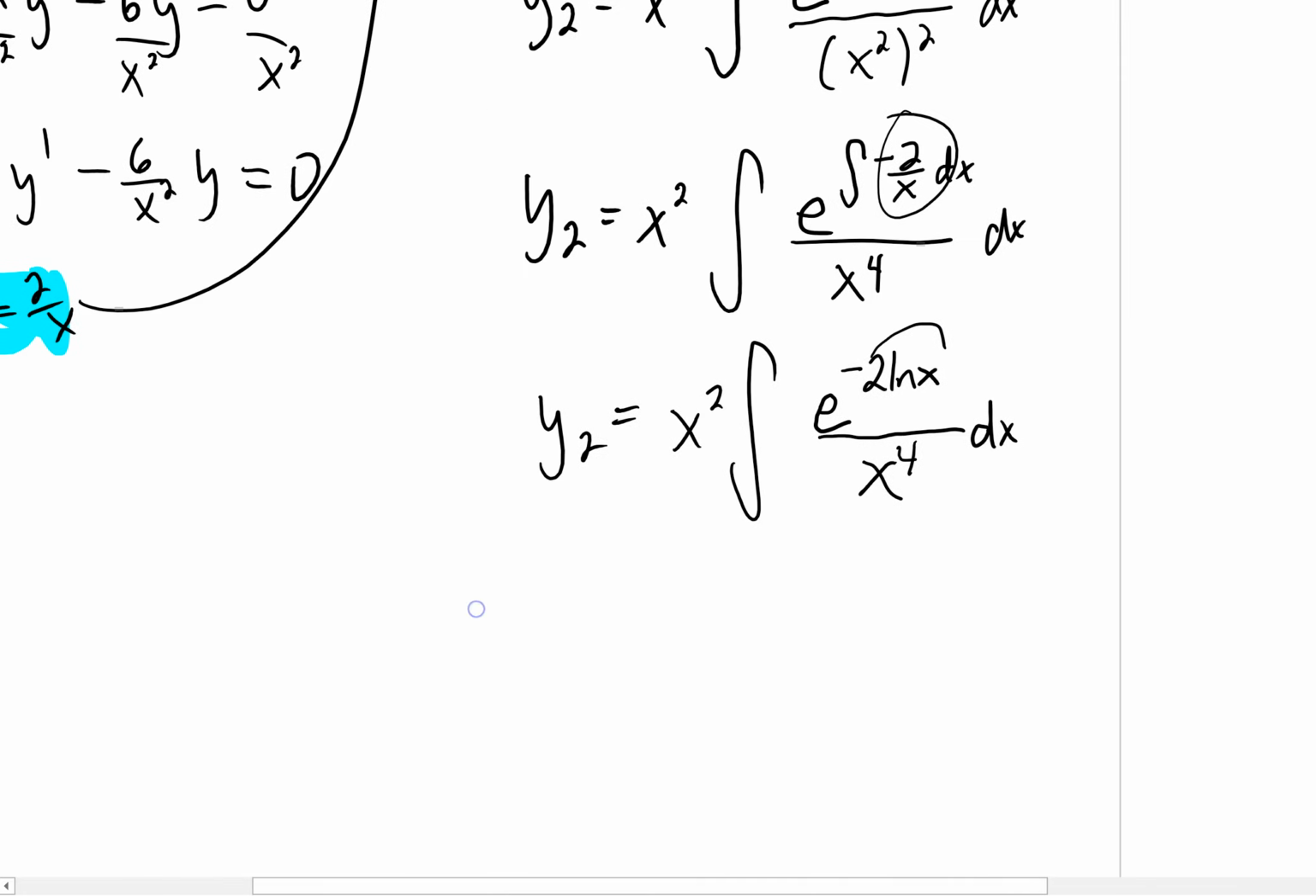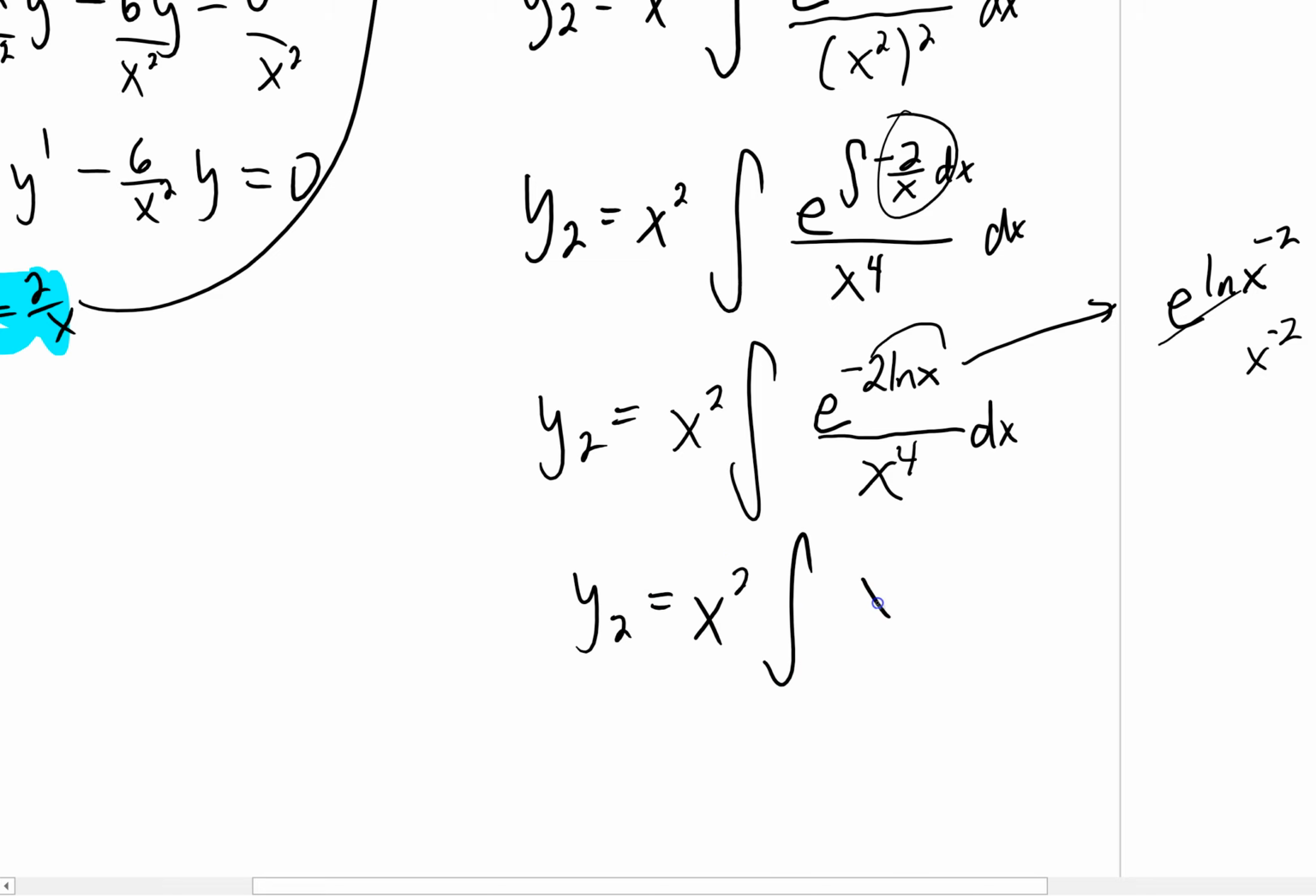What I really want to show you, just off to the side here, is that this is really e to the ln of x to the negative 2. And what's that really going to become? Well, it's going to become x to the negative 2. So we've got this x squared out in front, and here we just have x to the negative 2.